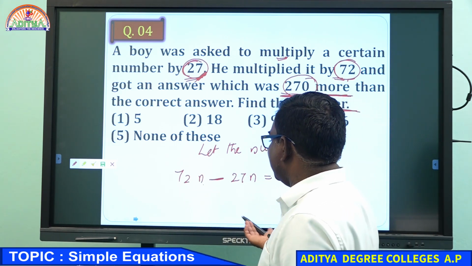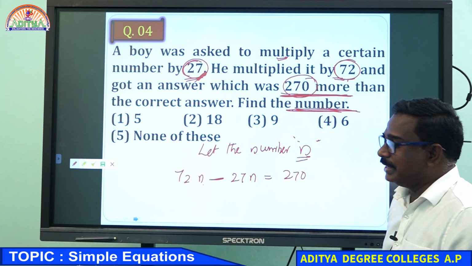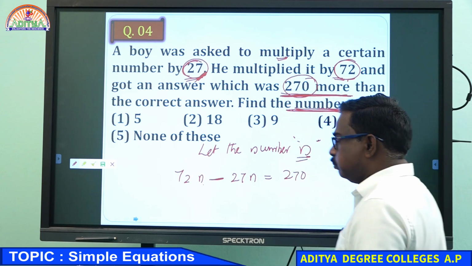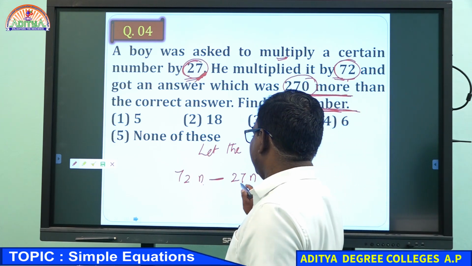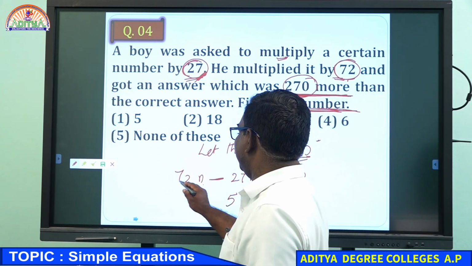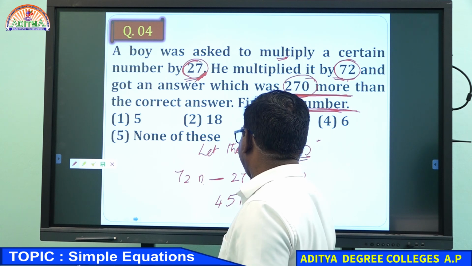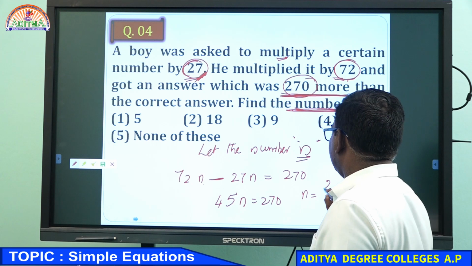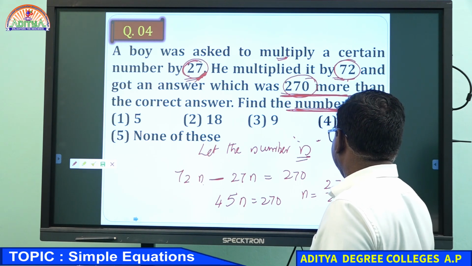Then what is n? How much is 72 minus 27? 12 minus 7, that is 5. 6 minus 2, that is 5. So 45n equals 270. n equals 270 by 45.